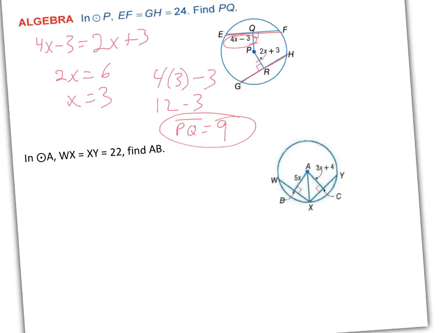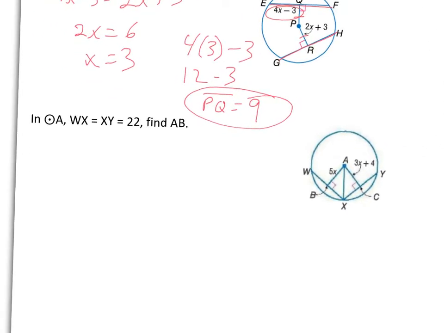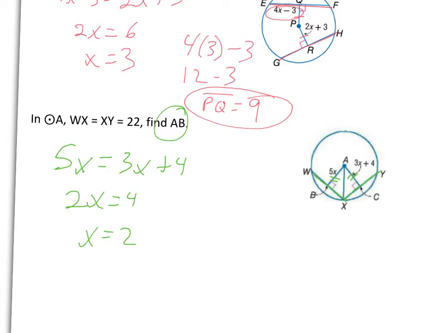Okay, and then the last example that we have: two chords, WX and XY, that are congruent. So the distance to the center of the circle is also going to be congruent. So 5x is equal to 3x plus 4. Solve for x. X equals 2. We're finding AB. AB is 5x, so we're going to plug in 2 for x. 5 times 2, and segment AB is equal to 10.